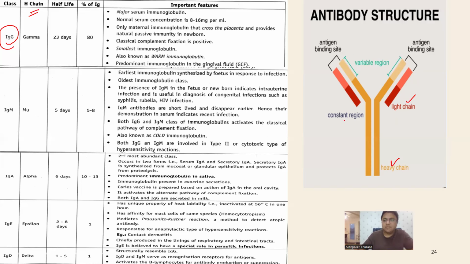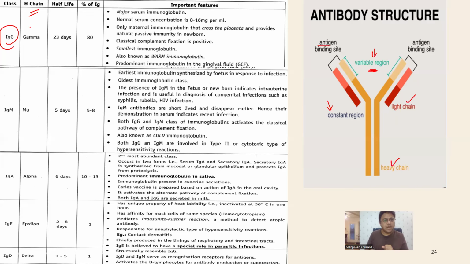We have different regions. One is known as the variable region and the other is known as the constant region. Here we have the antigen binding site. So there is an antigen immunoglobulin complex which is formed, the antigen antibody reaction. This is the site where the antigen binds to the antibody on both sides. So this area is known as the variable region.